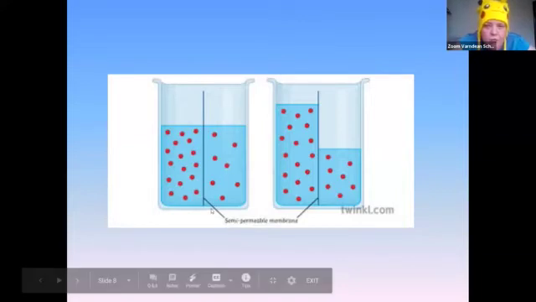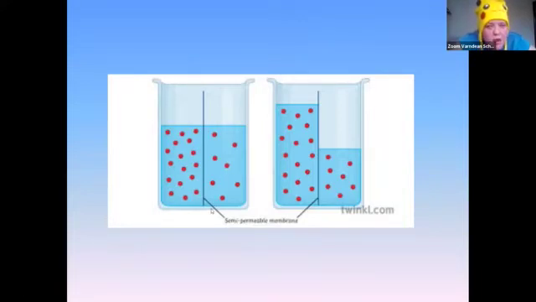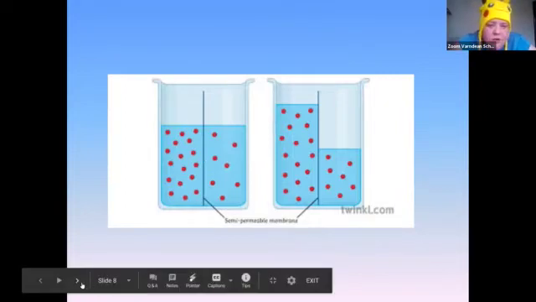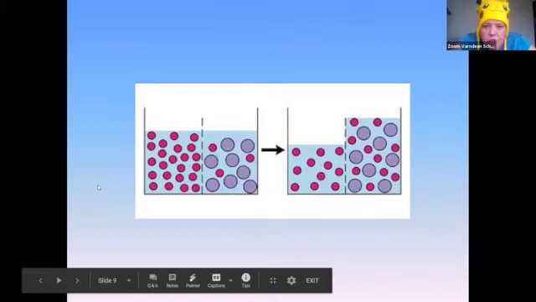Okay, so the full definition of osmosis is the movement of water from an area of high concentration to an area of low concentration across a semi-permeable membrane. There we go. That is osmosis. Now, I've got another little slide with another picture just to show you again.